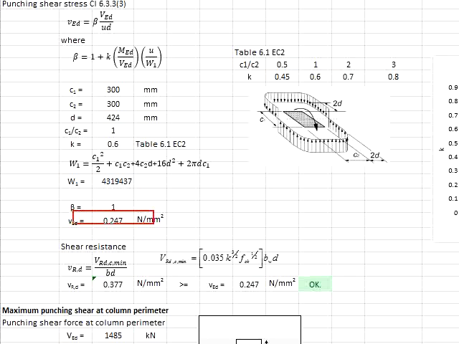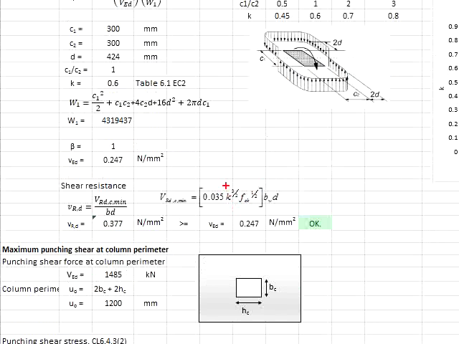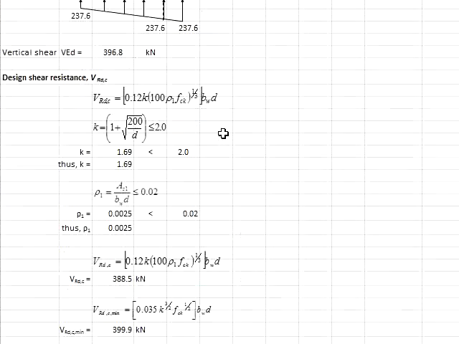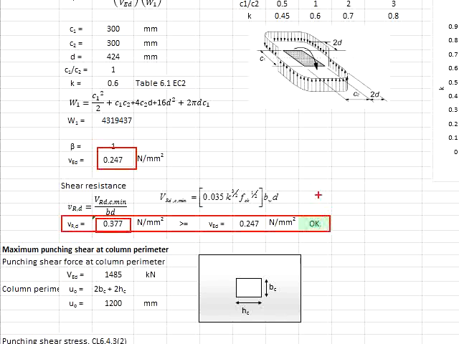Check this shear stress against the shear resistance by using this formula. You will need a k here. This k has already been calculated for the shear plane of 1D from the column surface. And your shear resistance is 0.377 N/mm². The resistance is found to be greater than the shear stress. That means your shear resistance for punching shear is adequate.